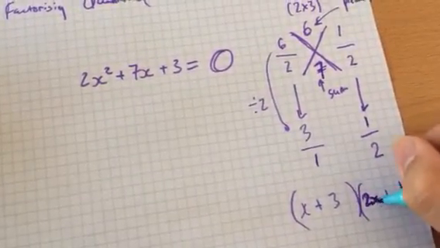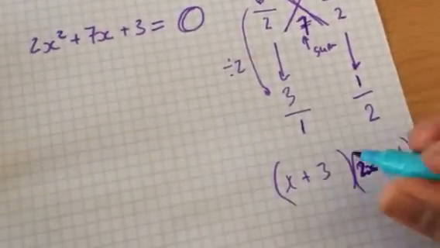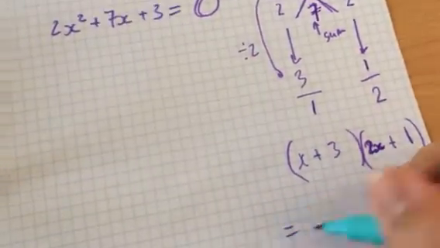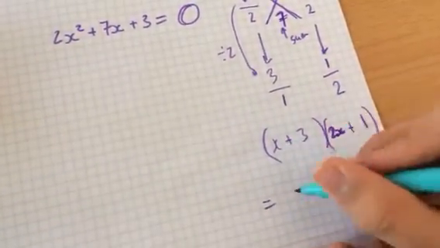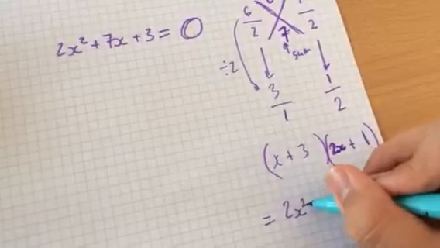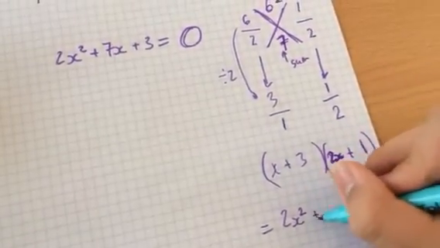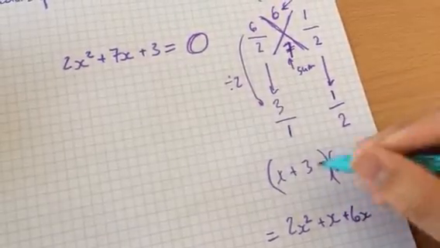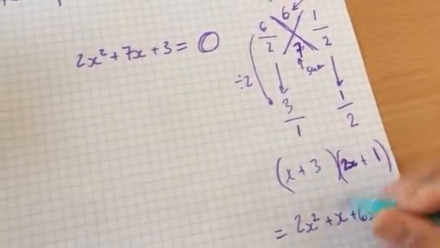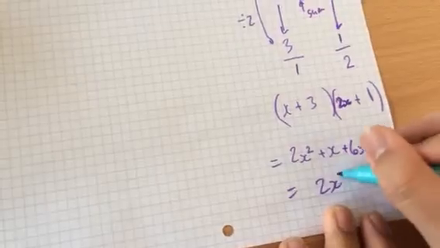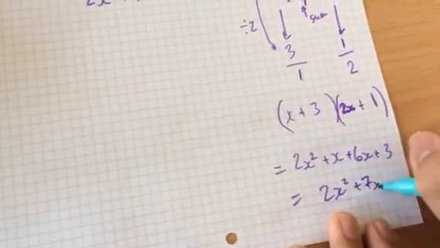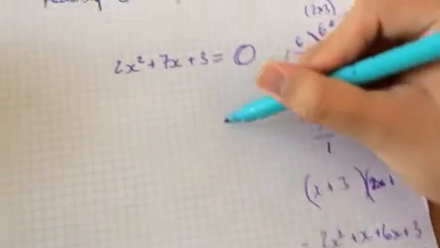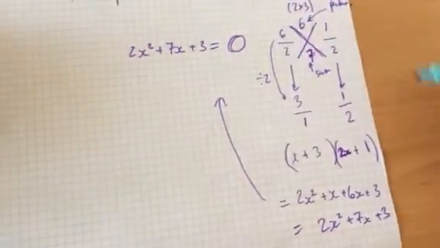And then those are our two brackets, and we can check that by expanding them as so. 2x times x is 2x squared. x times 1 is simply plus x. 3 times 2x is plus 6x. And 3 times 1 is 3, which simplifies to 2x squared plus 7x plus 3, which is what we started with, our original quadratic equation. Fantastic.